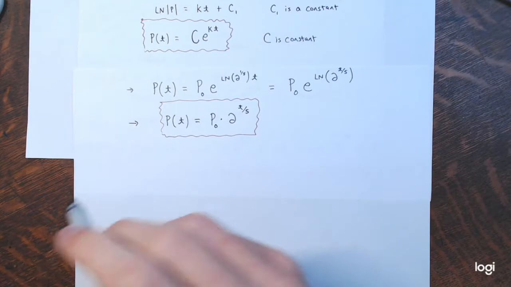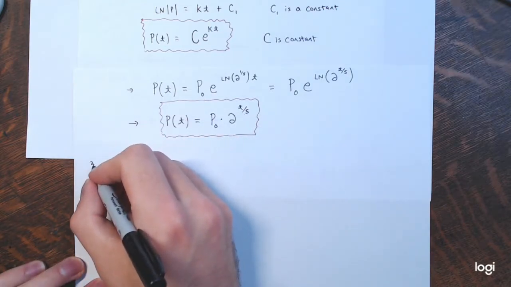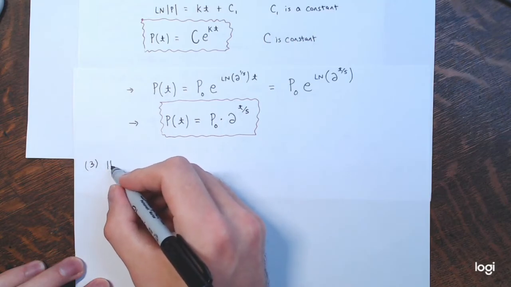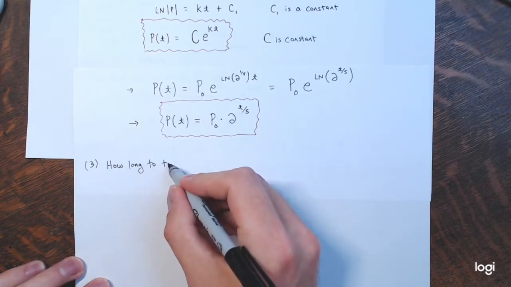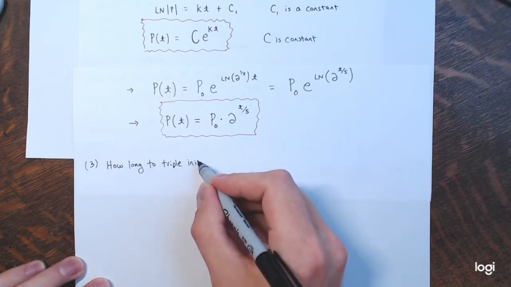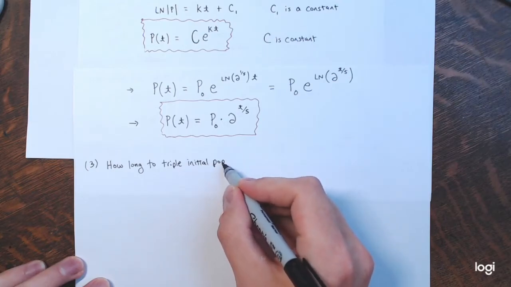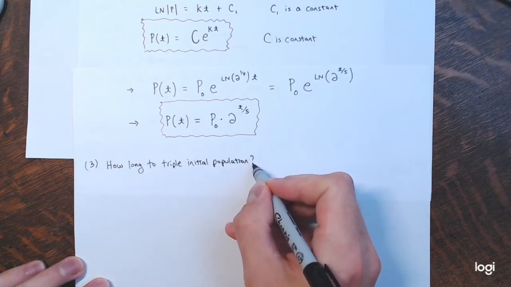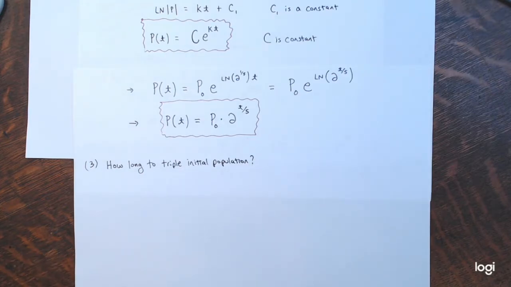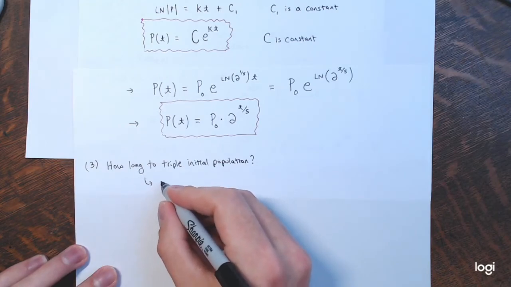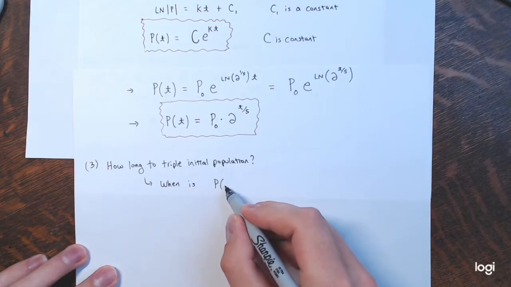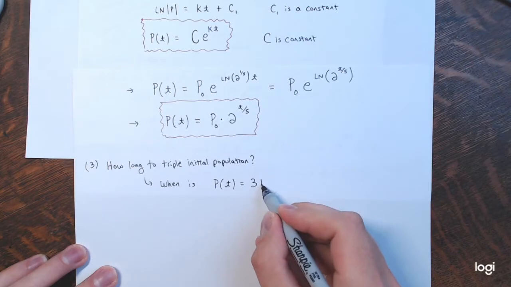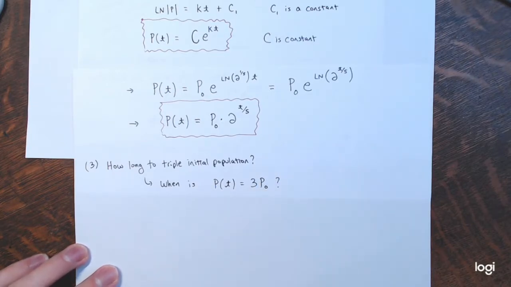So now that I have my model fully completed, answer their questions. I'll say, how long to triple the initial population? So we're just basically solving this equation. That's when, for what value of t is the population going to be equal to 3 times the initial population. All right, when is P of t going to be equal to 3 times P sub 0?